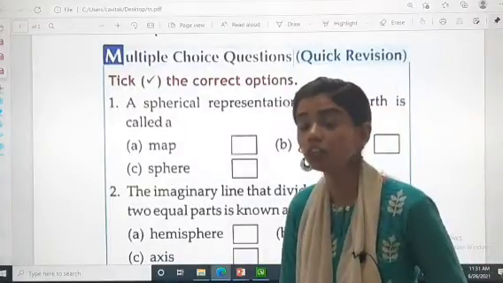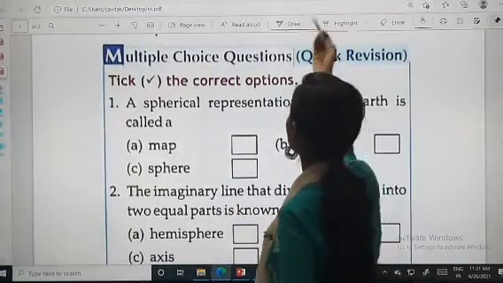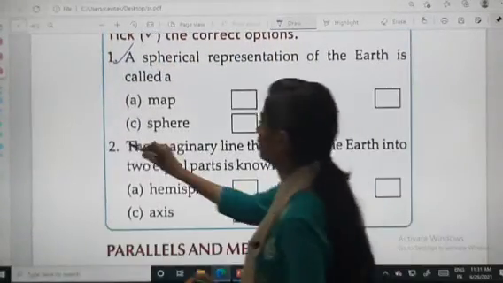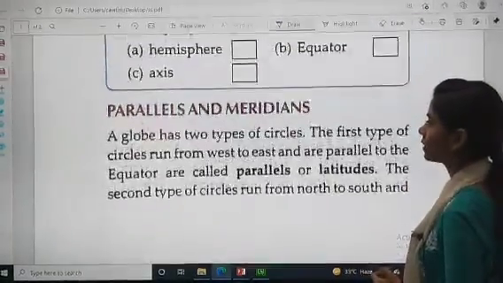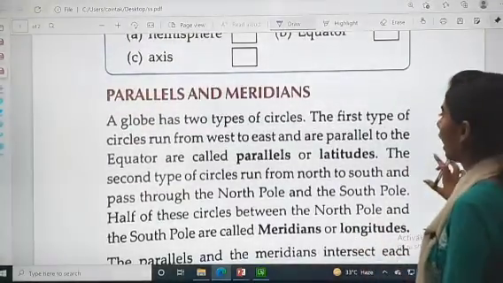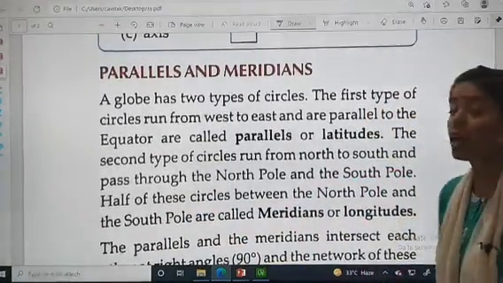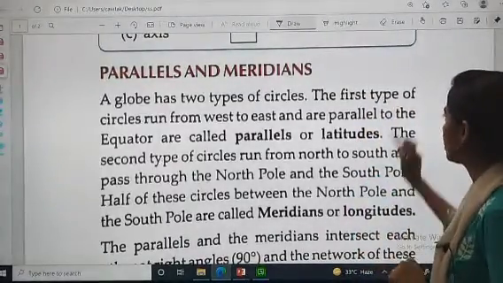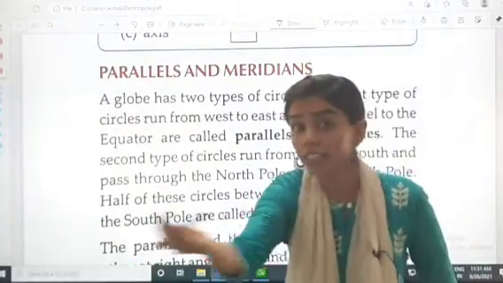So, moving on to page number 116. This is your homework, 2 MCQs related to what we studied. Okay? Now, let's move on to the topic, that is parallels and meridians. Now, see what is written. A globe has two types of circles. The first type of circle runs from west to east.